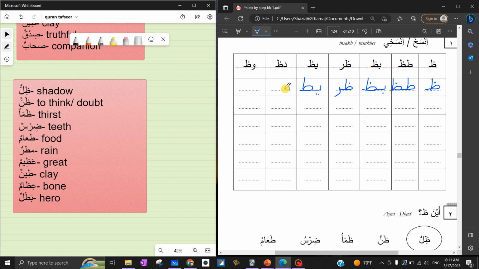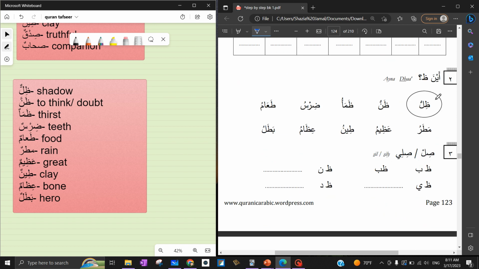Dal is a non-connector written separately. Then dha is written separately. Wow is a non-connector written separately, and then dha. So this is how you are going to write letter wa. So let's see in exercise number 2.